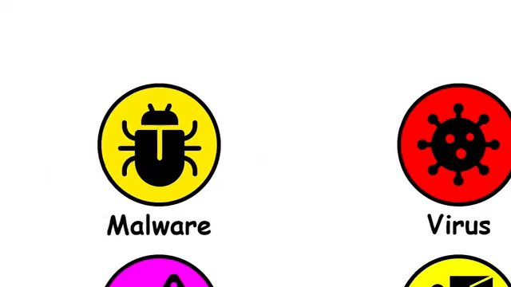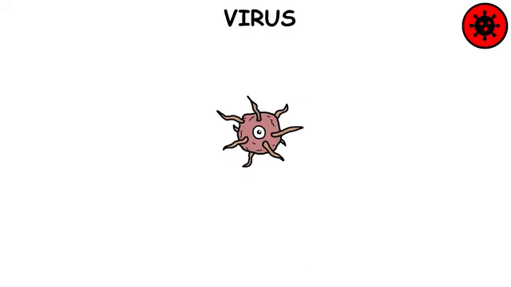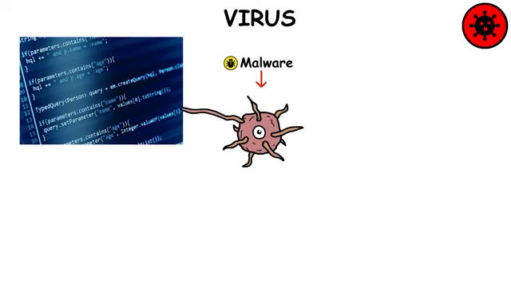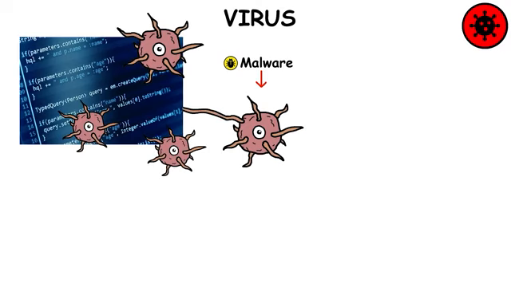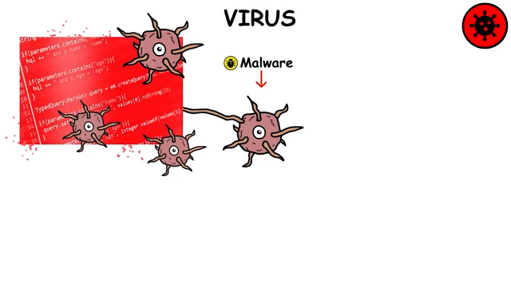Virus. A computer virus is a type of malware that, when executed, replicates itself by modifying other computer programs and inserting its own code into those programs. If this replication succeeds, the affected areas are then said to be infected, just like with biological viruses.